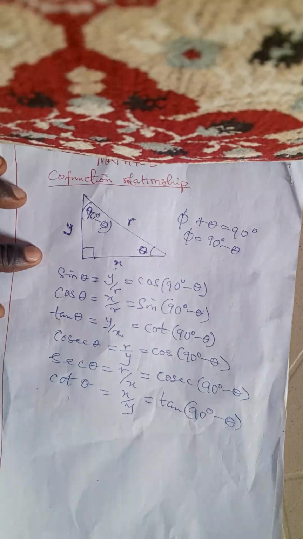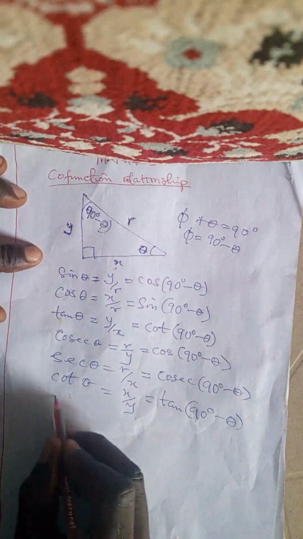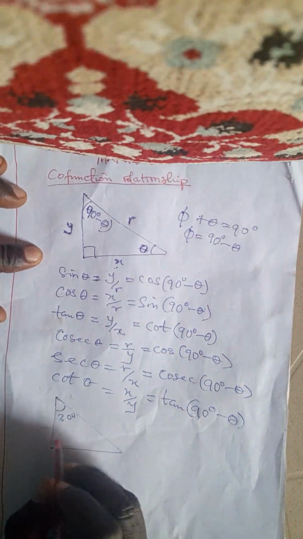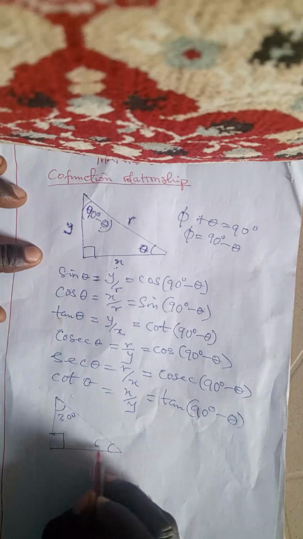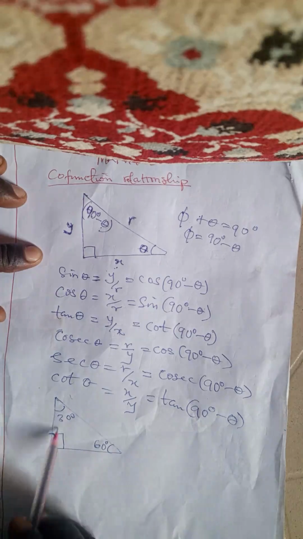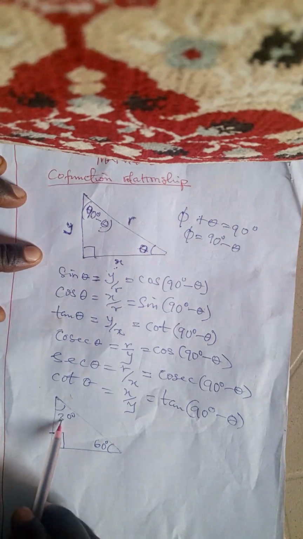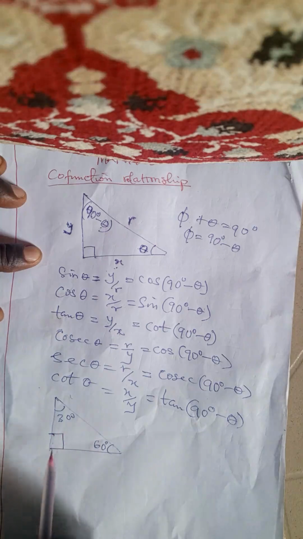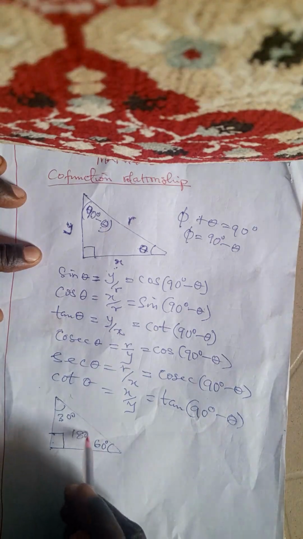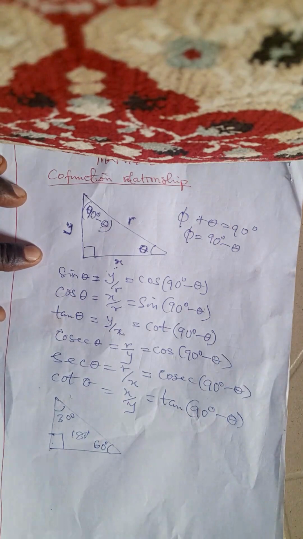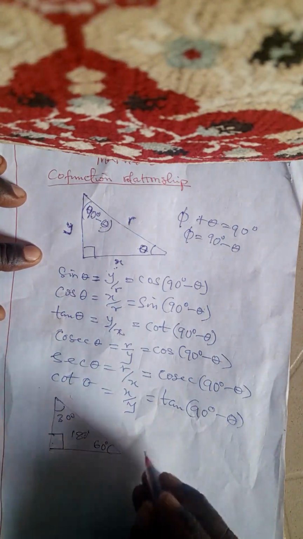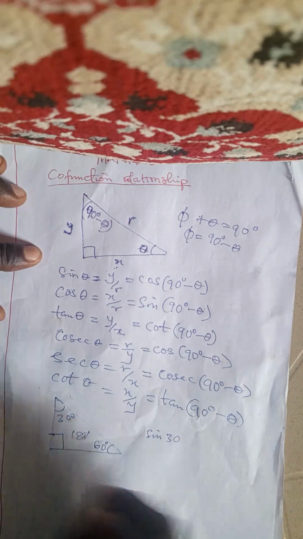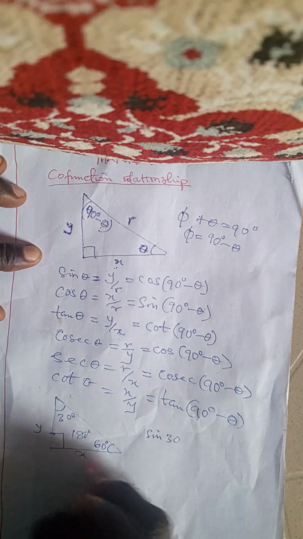A simple example you can give is the relationship between 30 degrees and 60 degrees on a right angle triangle. If here is 60, here is 30. Definitely this is 30 degrees, this is 60 degrees. The sum of the two will be 90 degrees. So 90 plus 90, you have 180 degrees, which is the sum of angles in a triangle. Suppose this is y, this is x, and this is r.